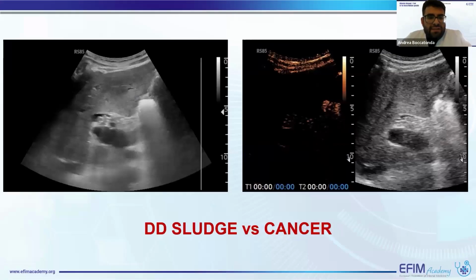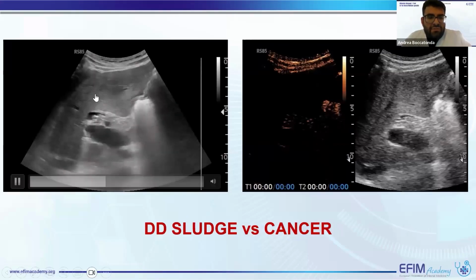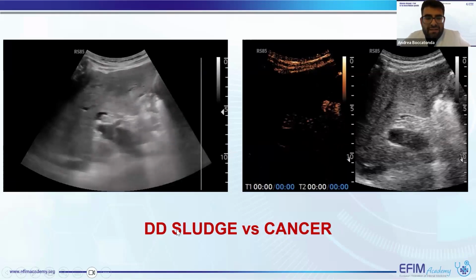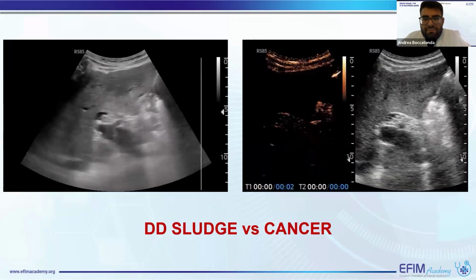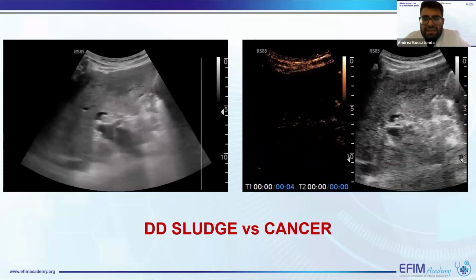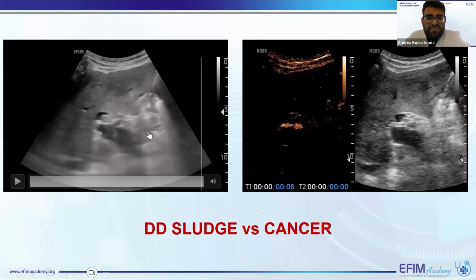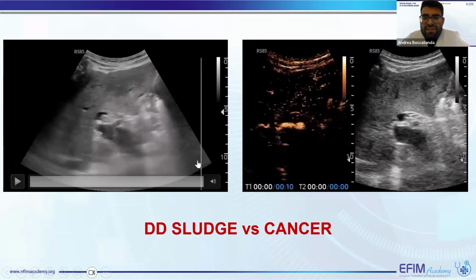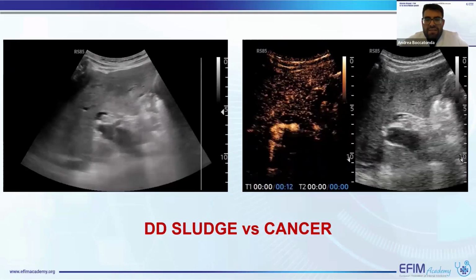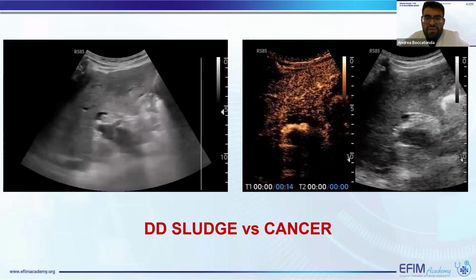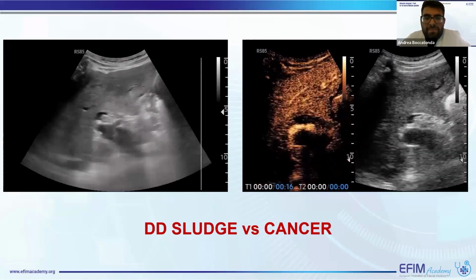Another case in which there is echogenic material inside the common bile duct that could be also a large stone or a cancer or a neoplastic disease, we execute the contrast enhanced ultrasound, and this material is not perfused in all phases of the examination. So this is an obstruction induced by the accumulation of biliary sludge.